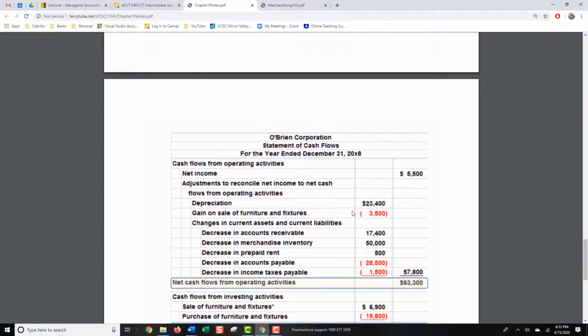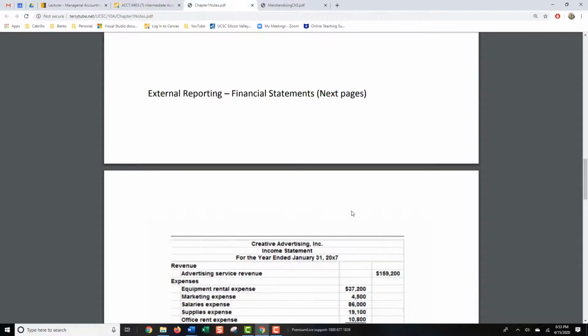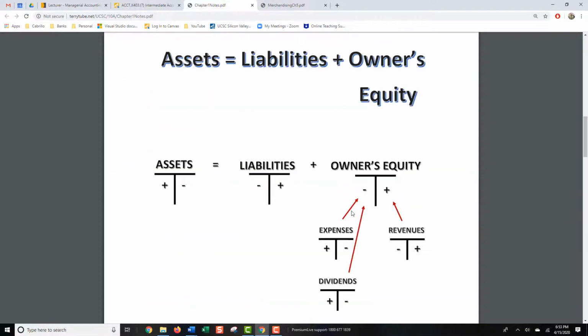So that's just a very, very quick reminder of the statements, the accounting equation, and debits and credits.